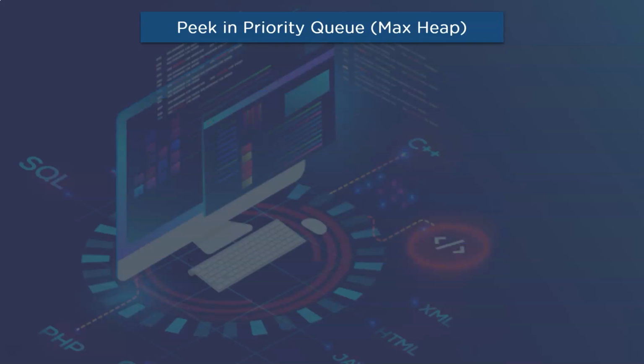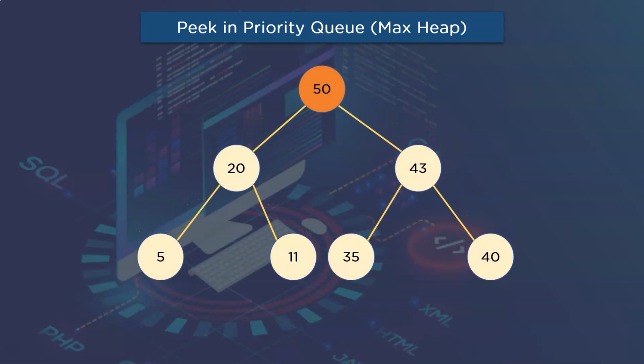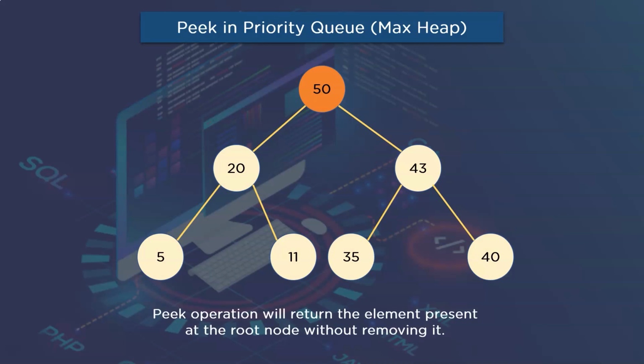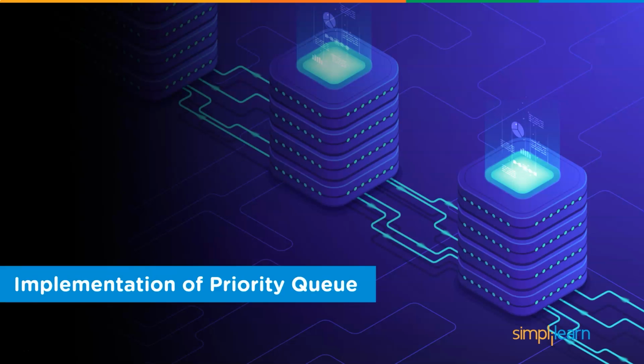The next operation that we are going to discover is peak. The peak operation simply returns the element present at root node without removing it, and it is easily accessible. Thus, the time complexity of this operation is big O of 1. I hope you all are clear with the operations that can be performed on priority queue. Moving forward, we'll try to implement them with the help of minimum heap.